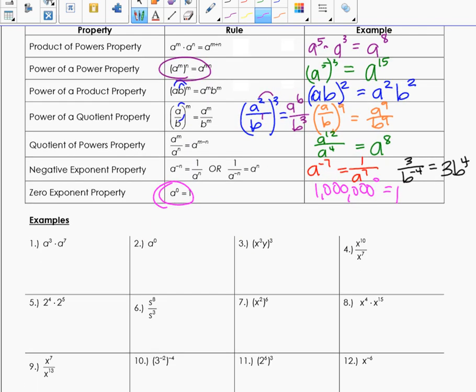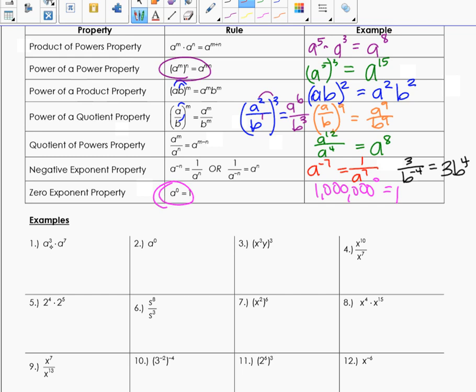So we're going to work through a couple of these. The biggest thing I would say if you're struggling with these is you take a look at the problem and you go back and look at the rule and say, okay, which one does this look like? So if you look at number one, we have a to the third times a to the seventh. That looks like the very first property, the product of powers property. So that's the rule you're going to apply.